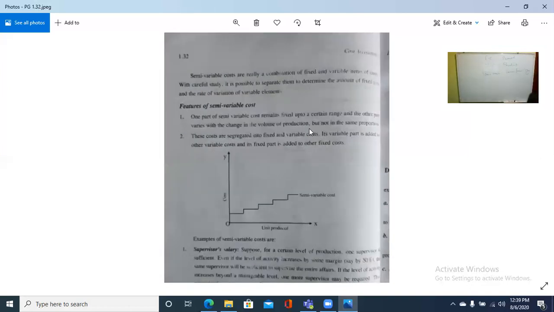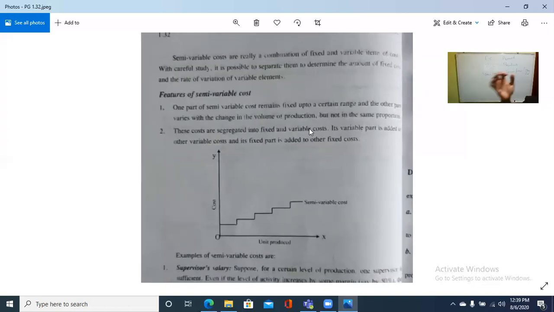Semi-variable costs are really a combination of fixed and variable items of cost. With a careful study, it is possible to separate them to determine the amount of fixed cost, and we need to determine which part is fixed and the other part is variable. So that is semi-variable. Features of a semi-variable cost are: one part of the semi-variable cost remains fixed up to a certain range and the other part varies with the changes in the volume of production, but not in the same proportion.